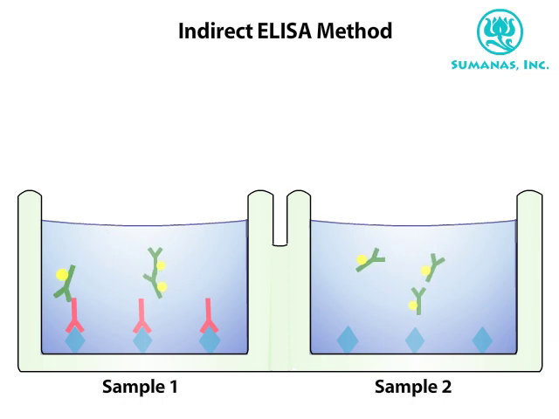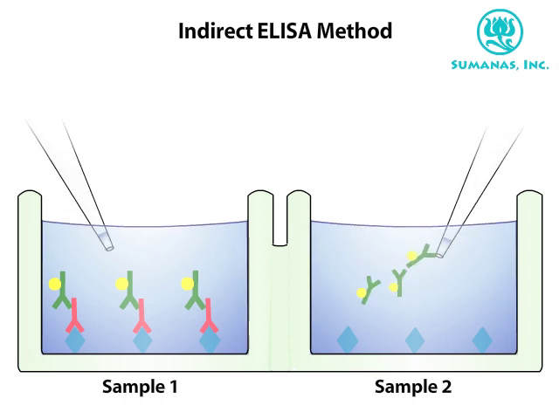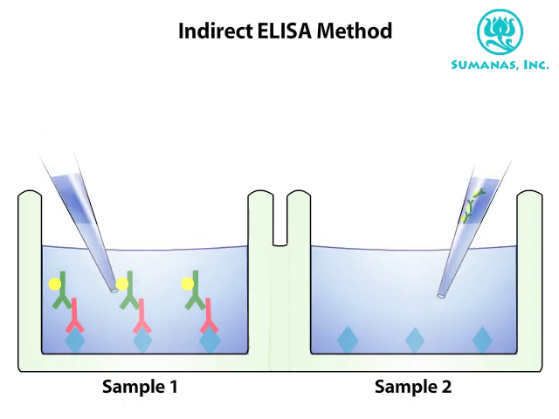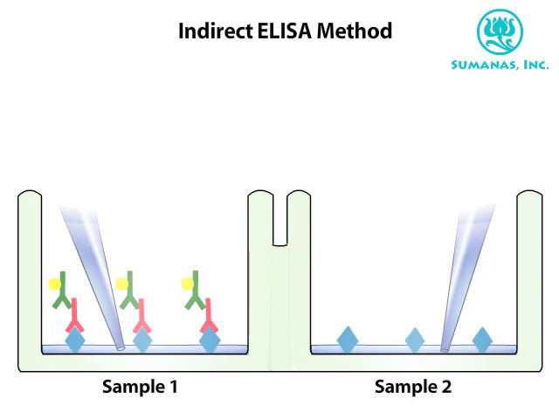If the antibody was present in the sample, it will be bound to the absorbed antigen, and the enzyme-conjugated antibody will bind to this complex. The sample is again rinsed to remove any unbound antibodies.